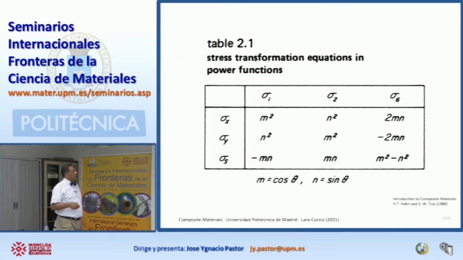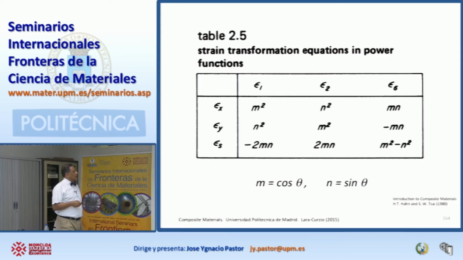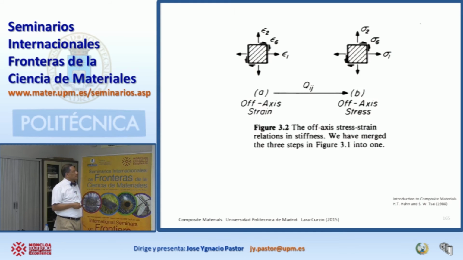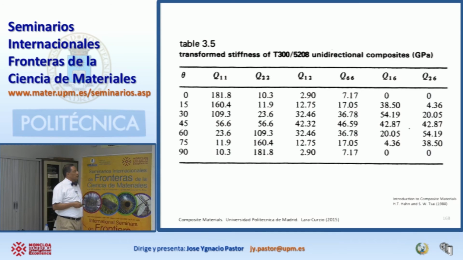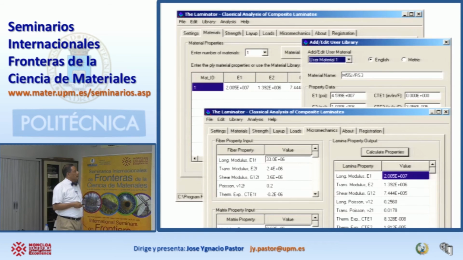There are some transformation rules that take you from the x, y, s system of coordinates to the 1, 2, and 6. And same thing for the strains. You can go from x, y, and z. Remember, this is the fiber direction, perpendicular to the fiber direction. And these are some arbitrary orientations, some theta angle. Okay? It's a very simple transformation on this one. So it's just linear algebra. So let me give you an example.